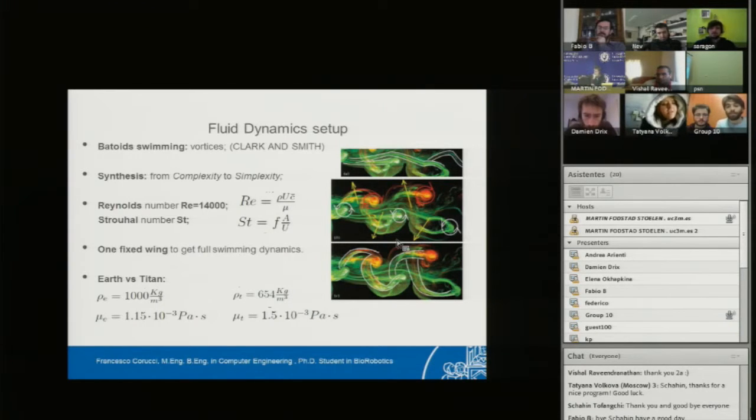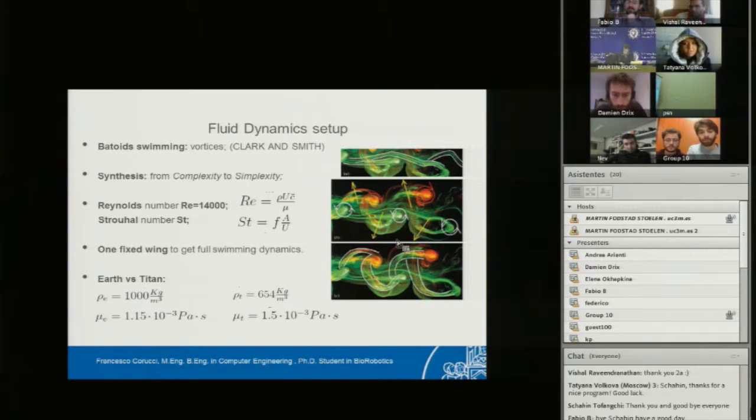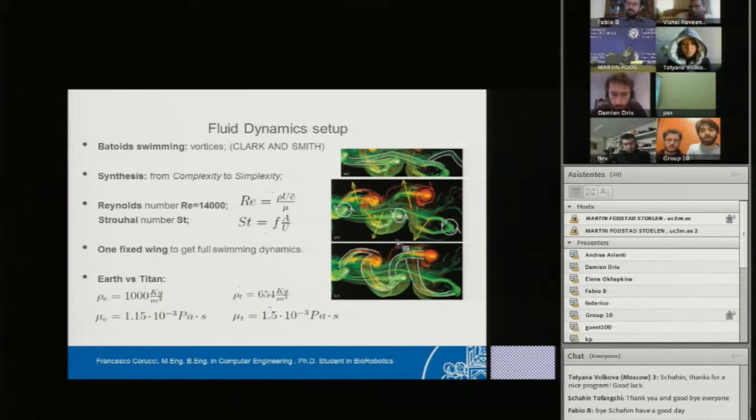This Strouhal number depends on the frequency, as you can see on the screen, the amplitude of the flapping, of the moving of the fin, and the U, that is the speed at which the animal is moving, the fish is swimming.